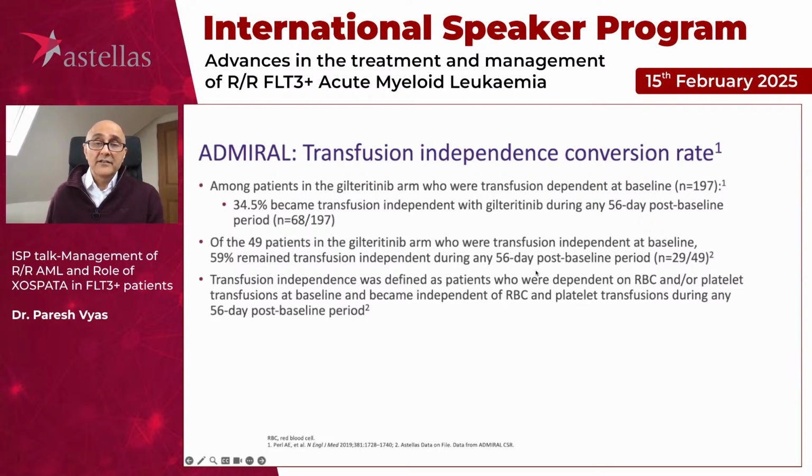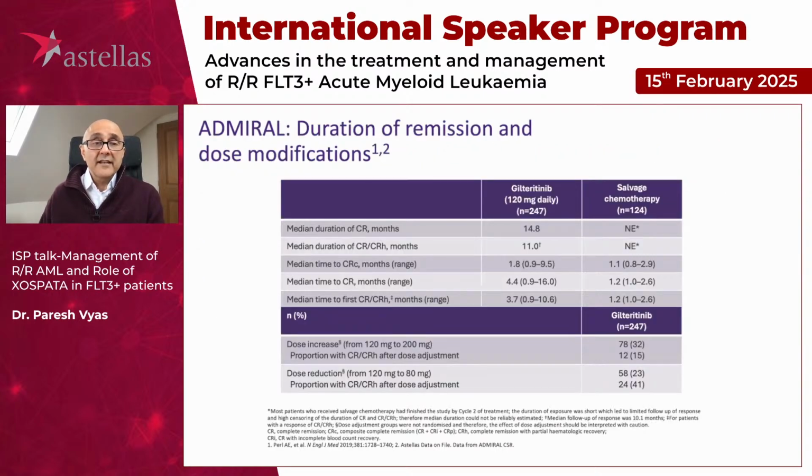So if you had platelet transfusion dependency, you also had a better response with gilteritinib. Just thinking about the duration of remission in the first table here, the duration of CR in months was 14.8 months with gilteritinib. It was not evaluable in the salvage chemotherapy arm. I'm not going to go through all the other CRs.